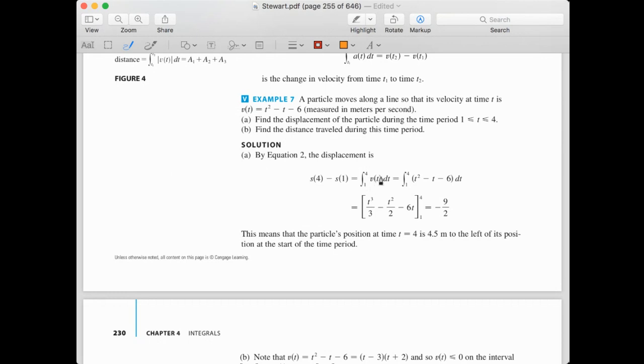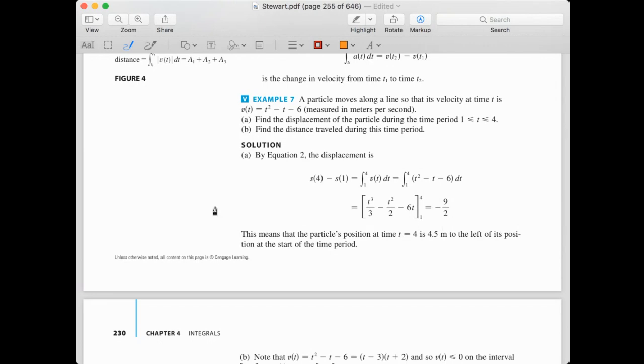So v of t is t squared minus t minus 6. Antiderivative of this, we get 1/3 of t cubed minus half of t squared minus 6t. Then we evaluate at the lower limit 1, upper limit 4. After evaluation, we get negative 9/2.